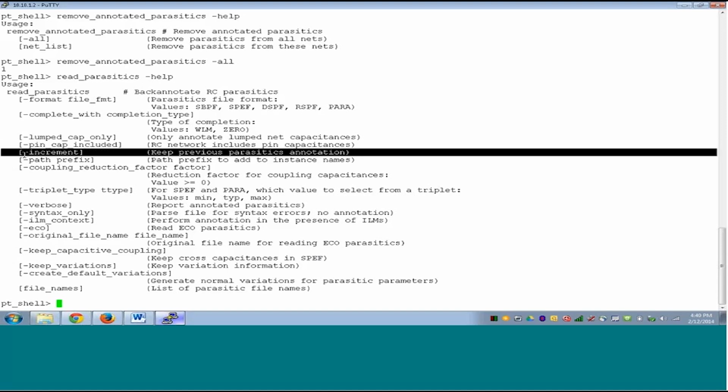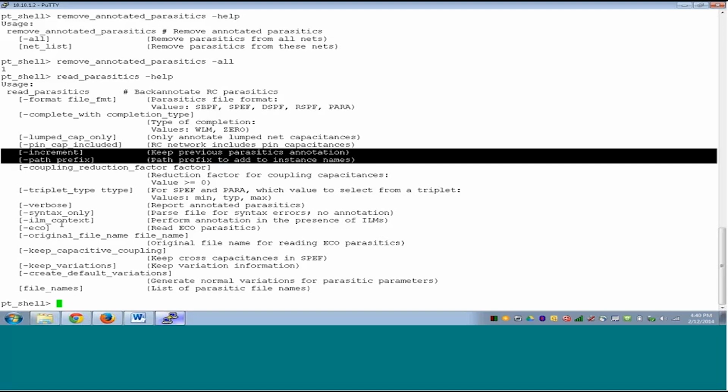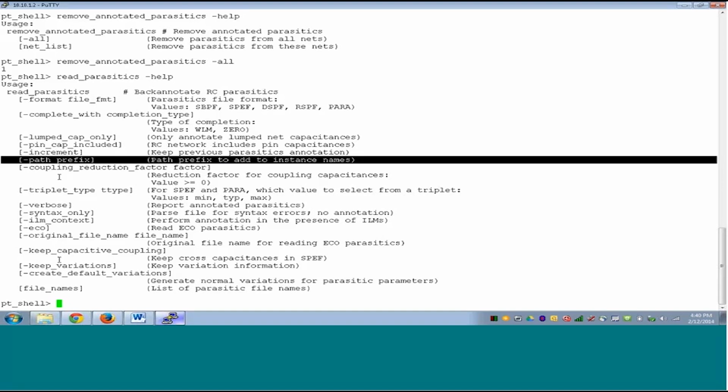Increment is something where you are reading multiple SPEF files, hierarchical SPEF files. Then you have to use increment. Path prefix and increment are used when you are reading, for example, a chip level that has multiple blocks. Let's say it has 5 blocks and all 5 blocks have been laid out separately, so there will be separate SPEFs. So you will use minus increment and minus path option to annotate the SPEF at a particular instance path.